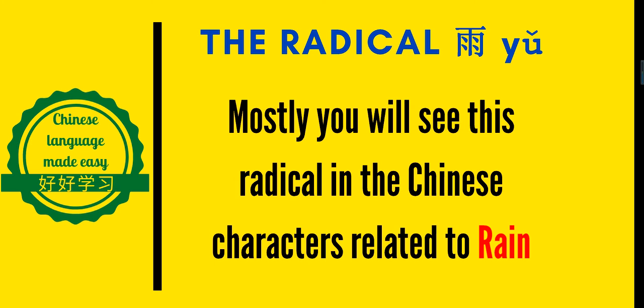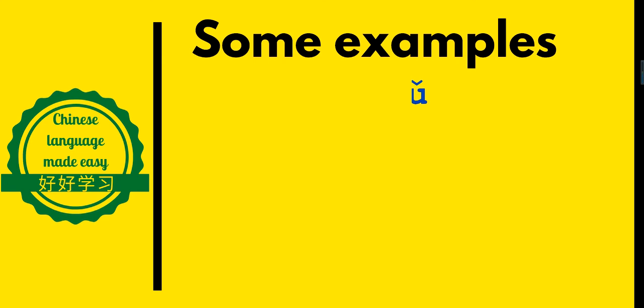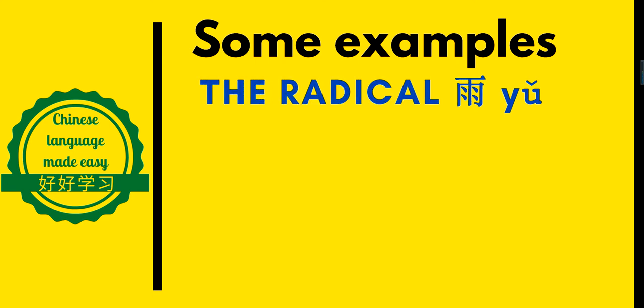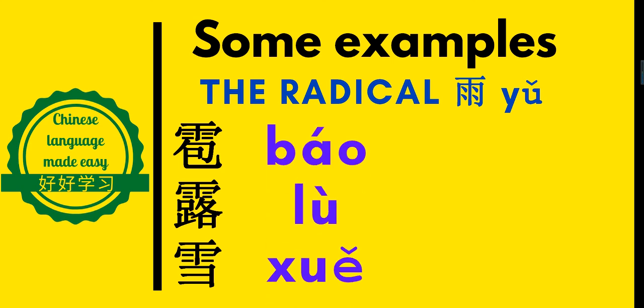Okay, let's consider the examples associated with this radical, and you will get to know how this radical is linked with raindrops or characters that give you the meaning of something associated with rain. So some examples associated with radical yu: bao, lu, xue.